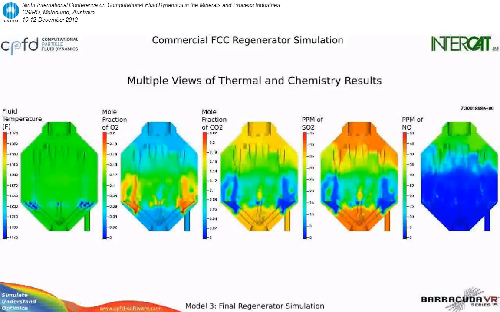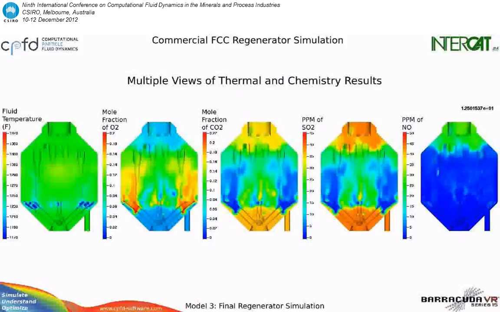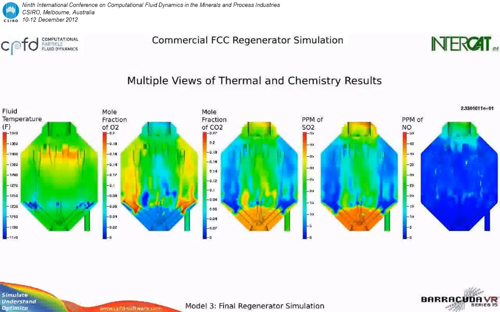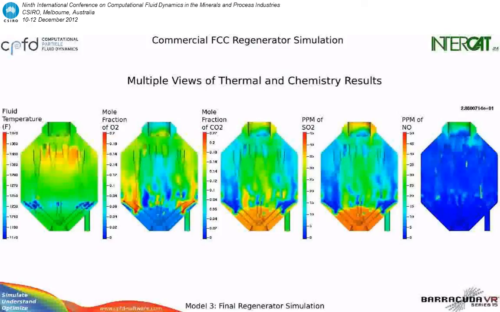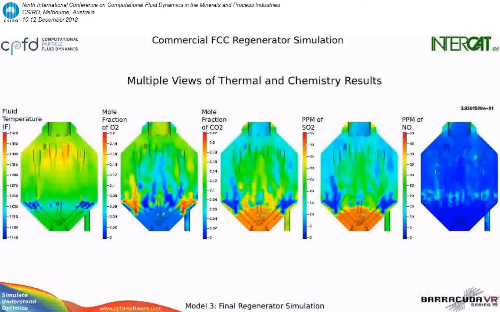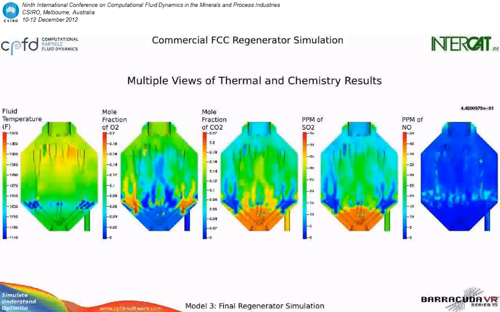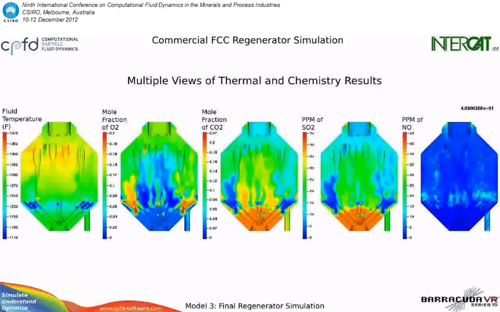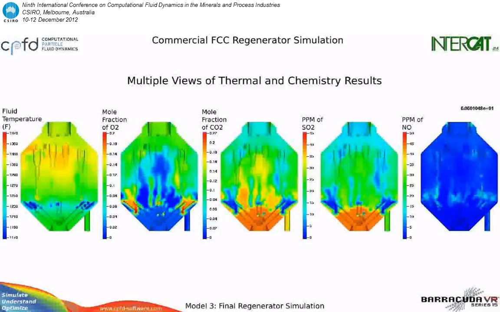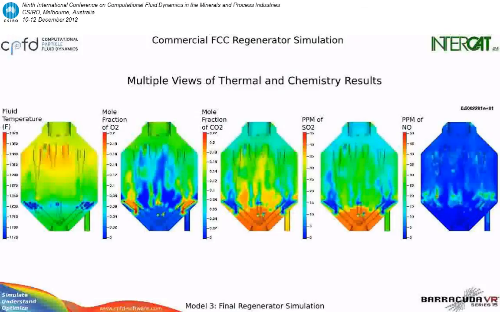Now we're looking at the thermal and chemistry results from the simulation, which is really the core of what we were studying. Over on the far left, you're looking at the fluid temperature, then the mole fraction of oxygen, CO2, SOx, and NOx. What was discovered through the simulation is that there is a significant amount of gas bypassing going on around the perimeter of the unit.